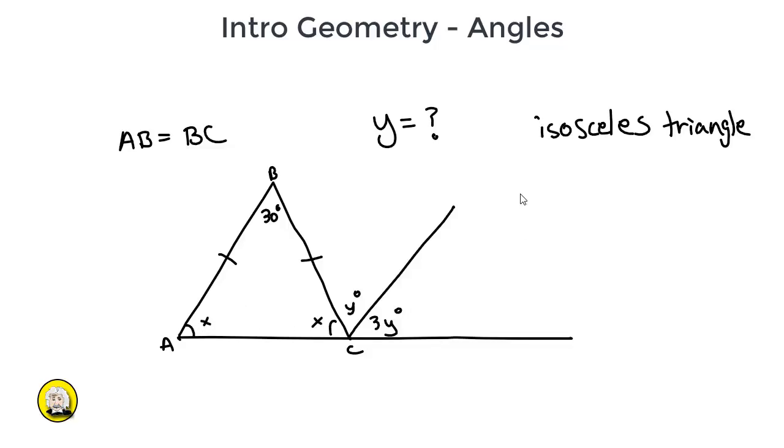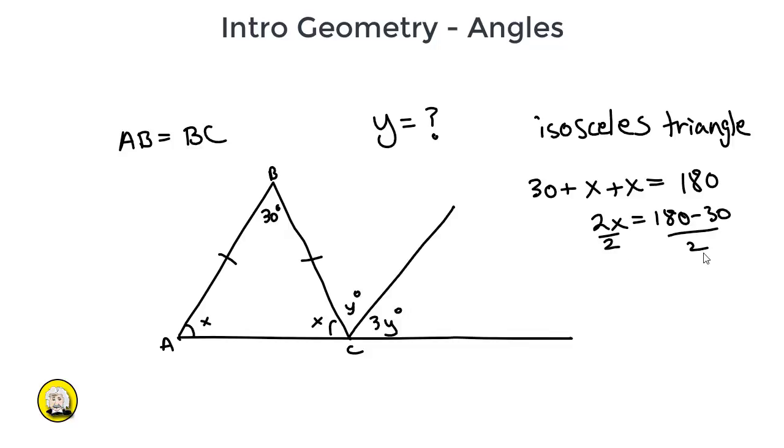And we know from the sum of interior angles of a triangle, 30 plus 2X equals 180 degrees. So 2X equals 180 minus 30. Dividing by 2 on both sides, we'll get X equals 150 divided by 2, or 75 degrees. So we know our 2 angles here must be 75 degrees. And now we can go about solving for y.